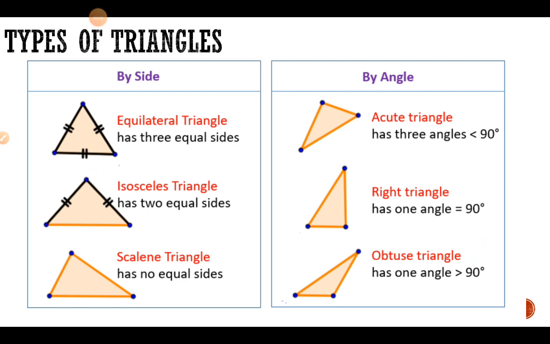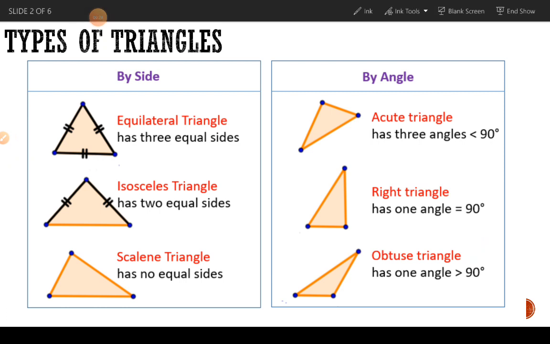And then we can also classify by angle. If we classify by angle, the acute triangle has three angles that are less than 90. Remember, the angles are acute when they're small, so they're less than 90. A right triangle has one 90-degree angle, which again is depicted by a little square there. And then an obtuse triangle has one angle that's greater than 90.